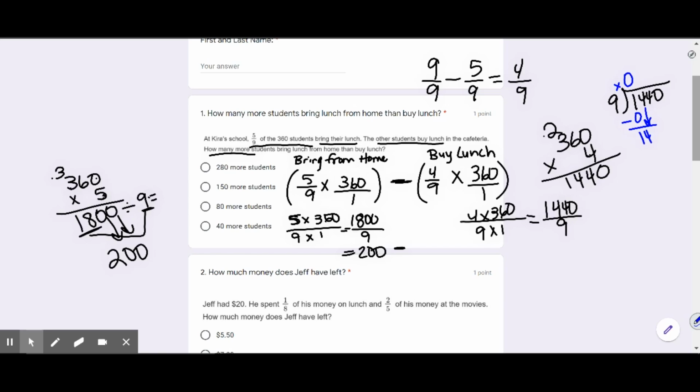How many times does 9 go into 14? 1 time. That equals 9. Subtract it out. What is 14 minus 9? That's going to be 10, 11, 12, 13, 14. That's 5. Bring down the next number, which is 4.